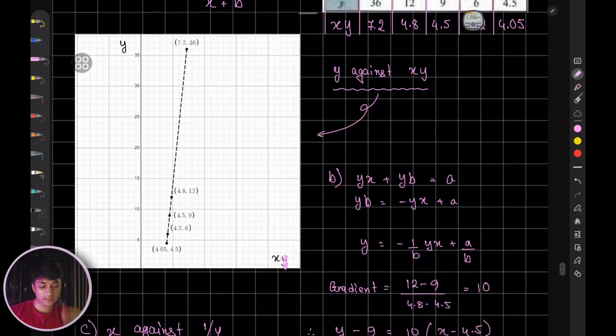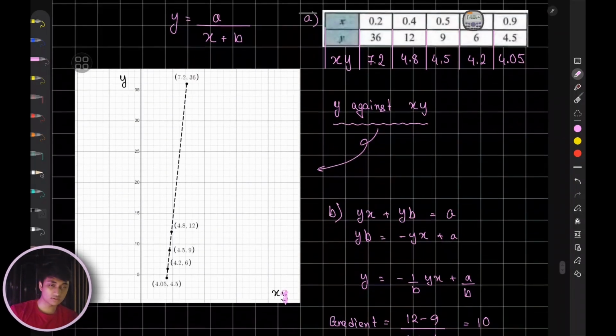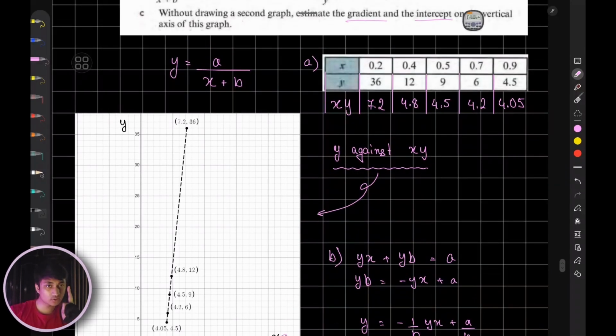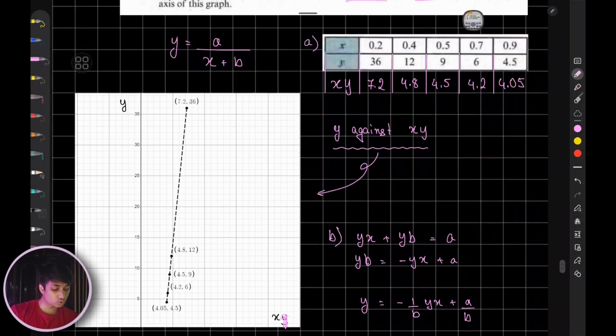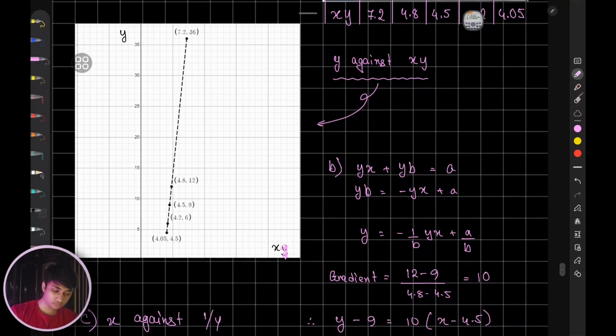Because if you multiply x plus b to the other side, you're going to get the same thing. And automatically it's going to be linearized because you're finding the gradient of y against xy, right? So to show what I just explained, if you multiply x plus b to the other side, it's going to be yx plus yb. Now if you take the yb to the other side, that is yx, and a to the right hand side, you are left with y.